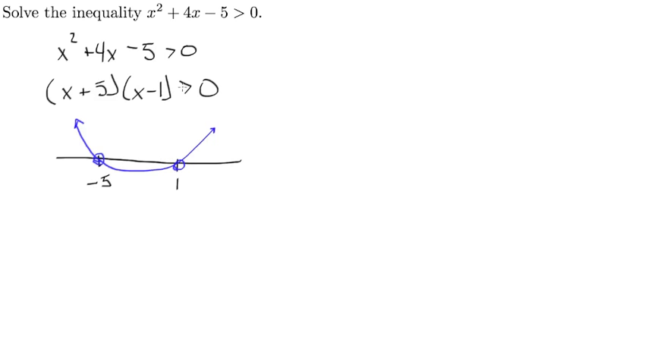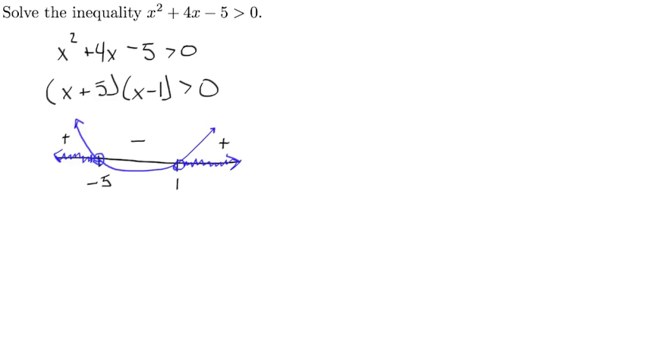So we want to find out where it is positive. In this region, it's going to be negative. These 2 regions is where it's going to be positive. So that's where I'm going to get my answer. So my solutions are going to be the 2 shaded areas to the left and to the right. So this region and this region.